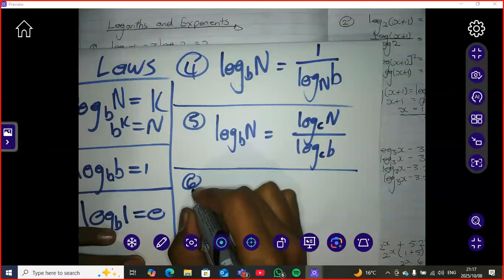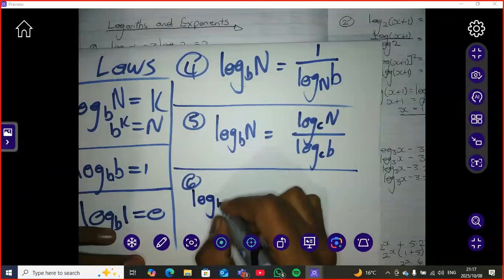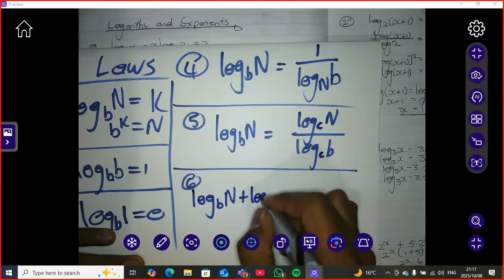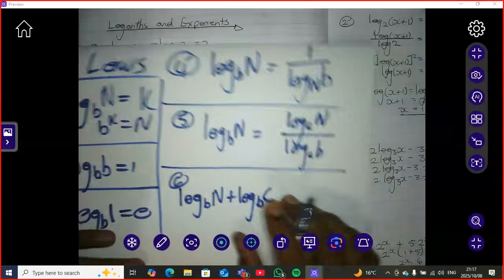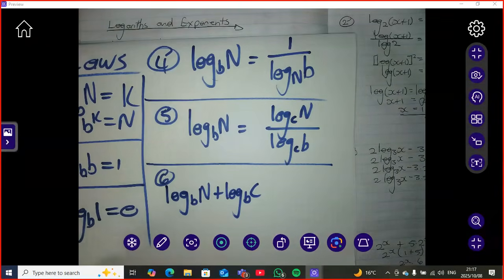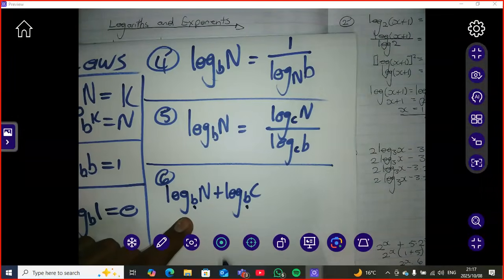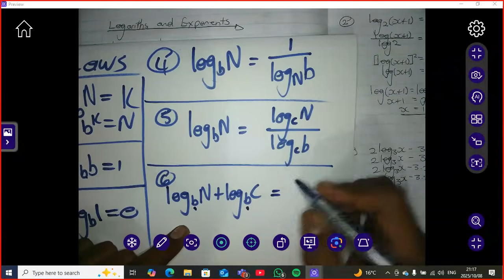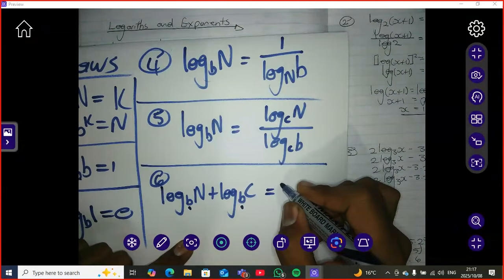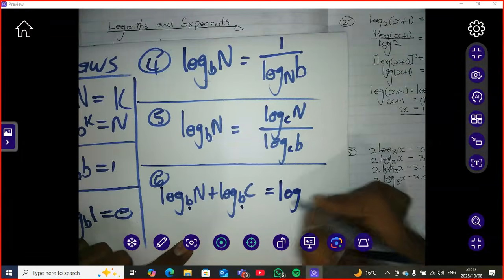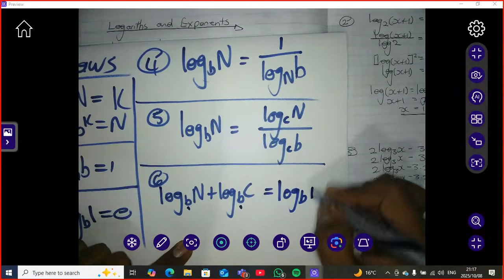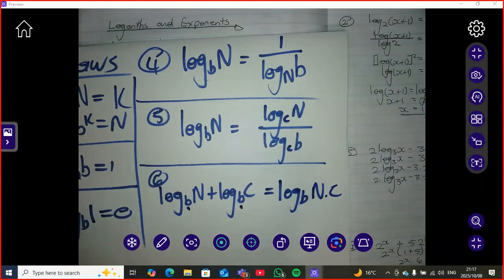Next one is saying, if I have log b n plus log b c, the first thing you must notice when you get a thing like this is that my bases are the same. The number is different, yeah, but my base is the same. And when my base is the same with my log, I can write this as log b n times c. This is a rule, right?